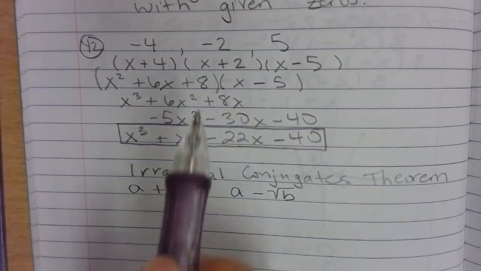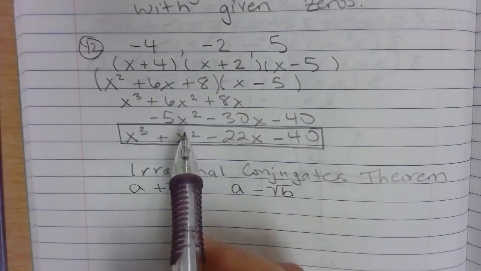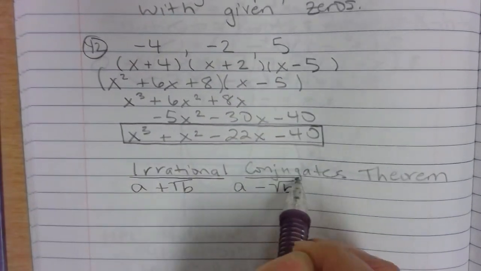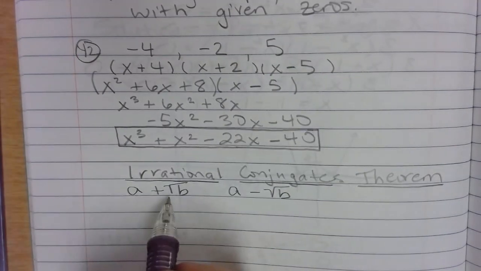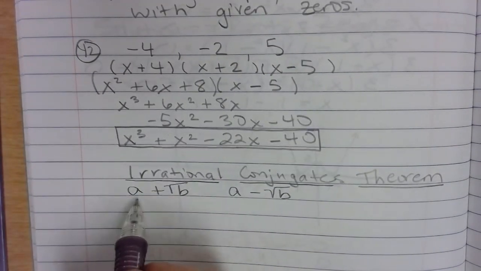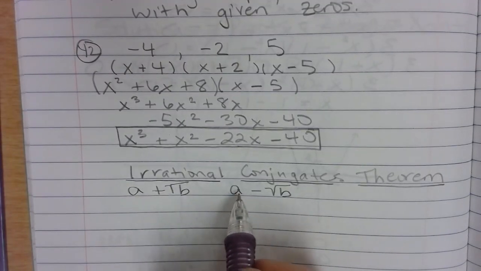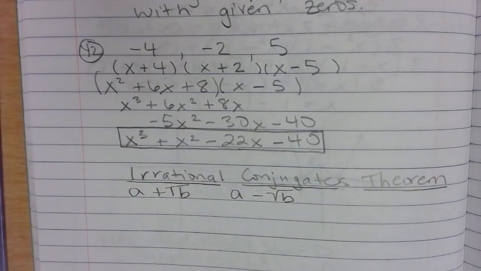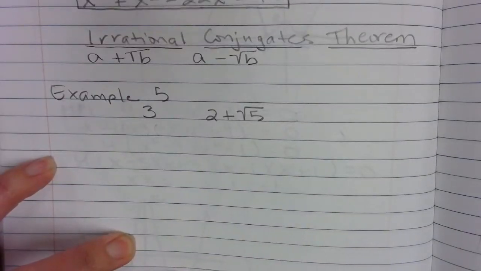So I just finished a problem with you where we had some rational roots and we were able to create a polynomial from that. Now we're going to use the irrational conjugates theorem that says on page 193, if it is given that this irrational number, a plus radical b, is a root, then its conjugate, which is a minus radical b, is also a root. We're going to be doing example 5 on page 193.